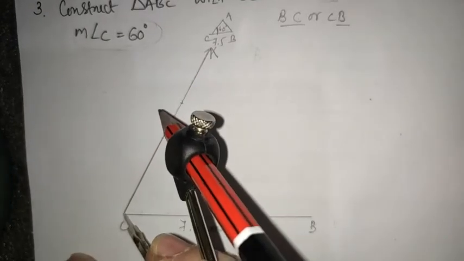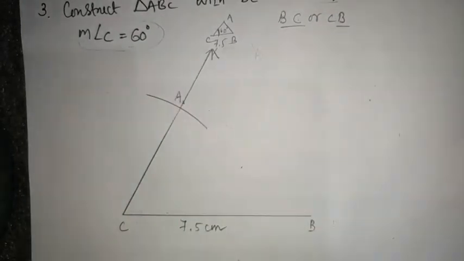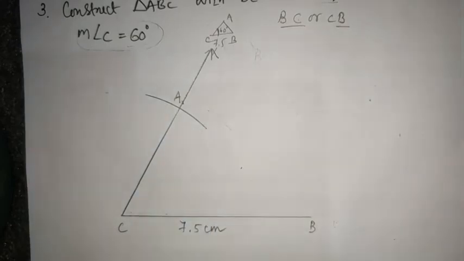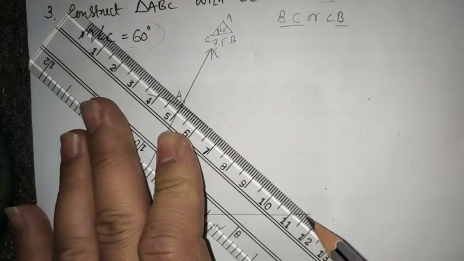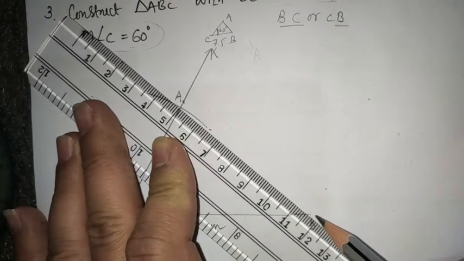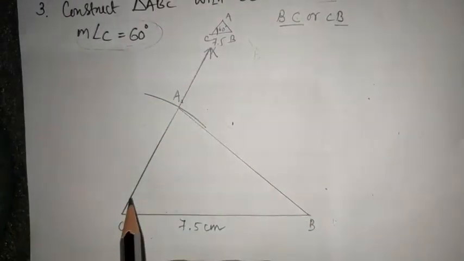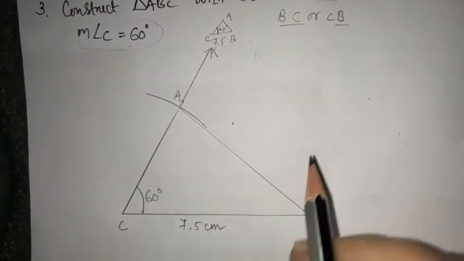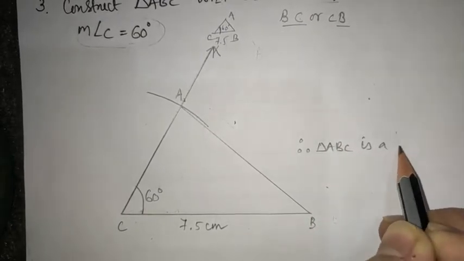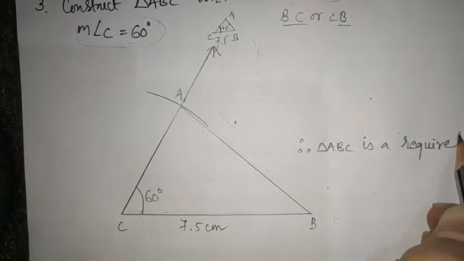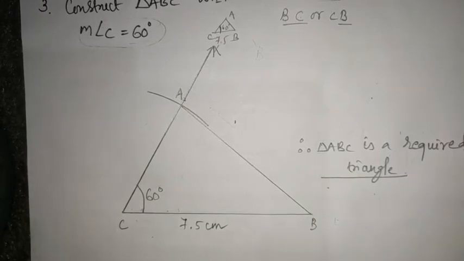So now from C, you will cut an arc which will be our A, right? Now join the 2 points A and B. Like this. So this is our triangle ABC and our angle is 60 degrees. So you can write, therefore triangle ABC is a required triangle. Alright student, I hope you have understood this. Okay, there is no doubt, I guess.